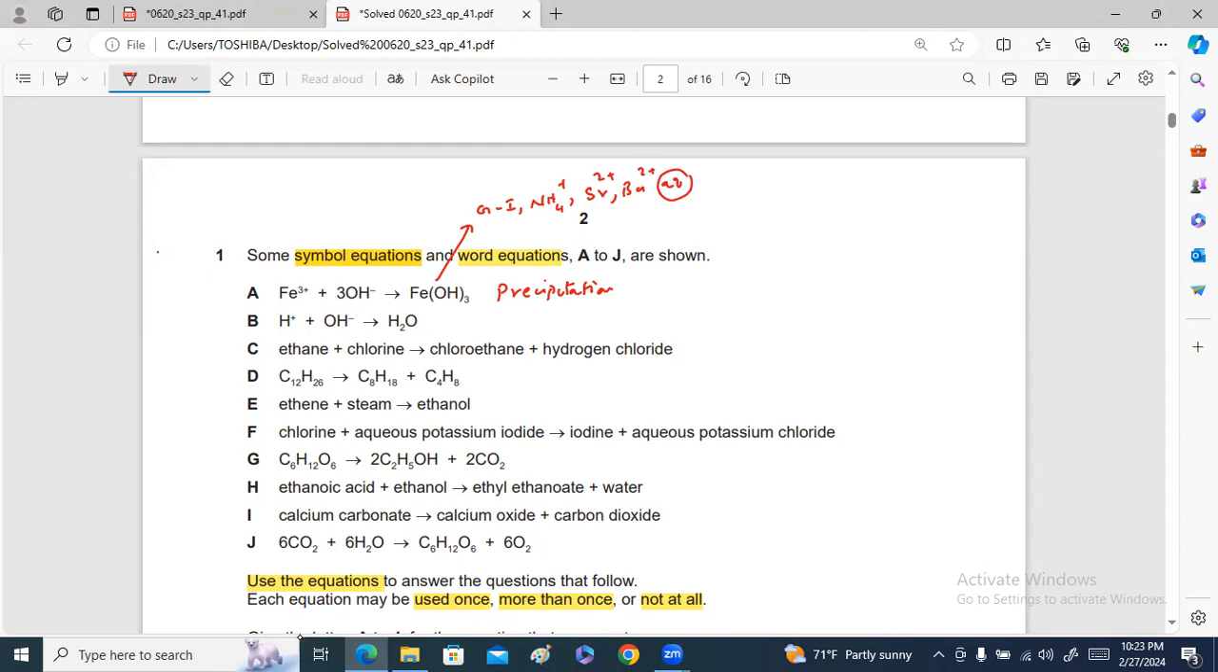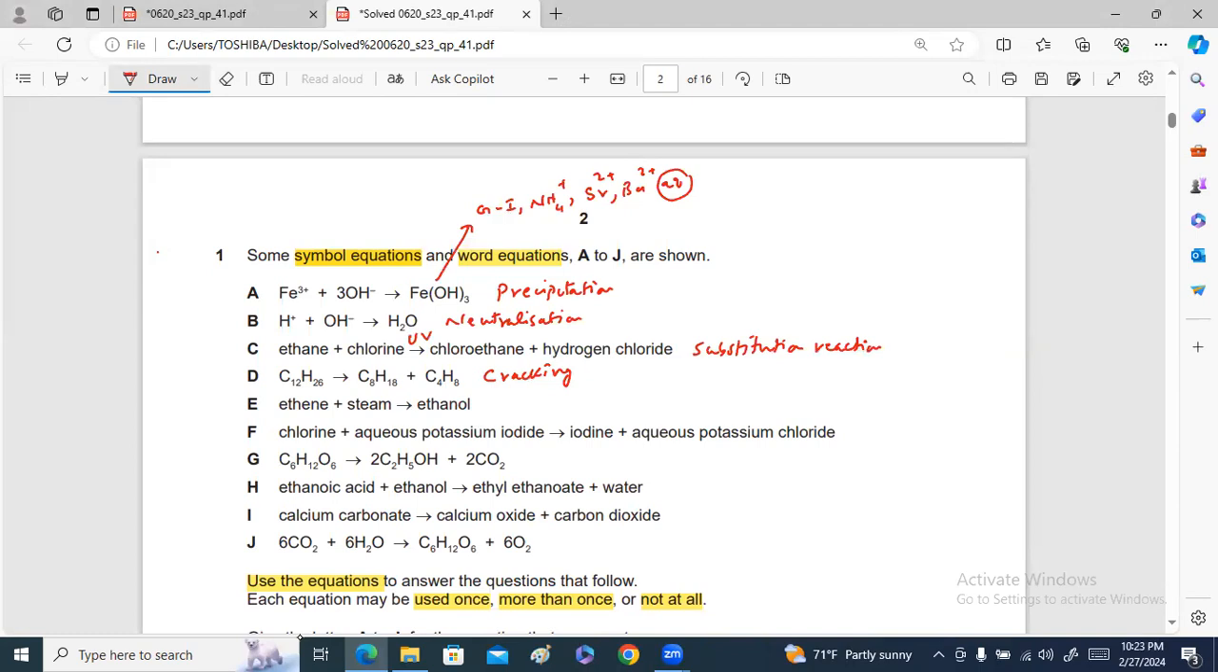This equation is the ionic equation of neutralization. So just look at the type of reaction and then you can answer the required question. Ethane reacts with chlorine to form chloroethane and hydrogen chloride. Ethane is an alkane. This reaction is a substitution reaction, which is done in the presence of UV light. This reaction indicates that one compound is broken down into two molecules, or two organic compounds. So this is cracking.